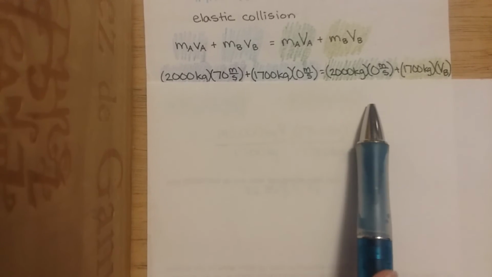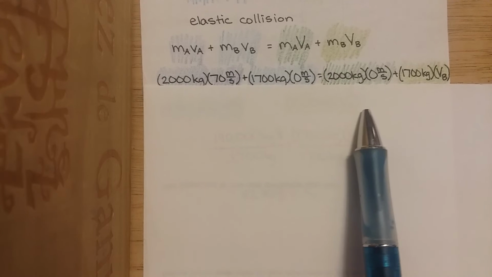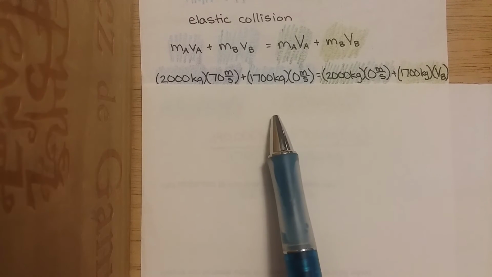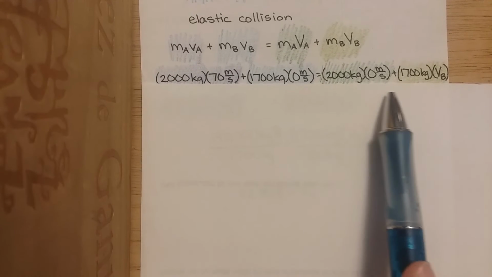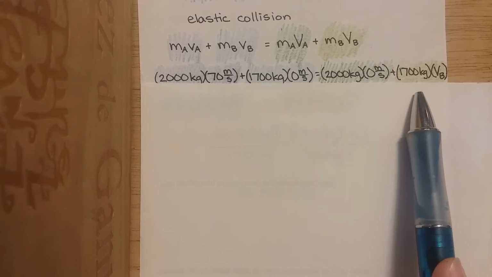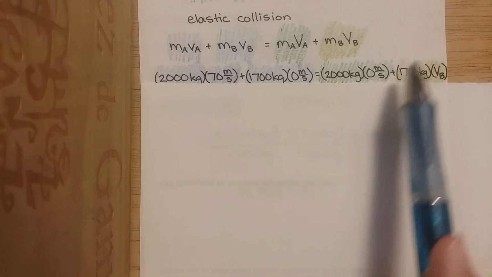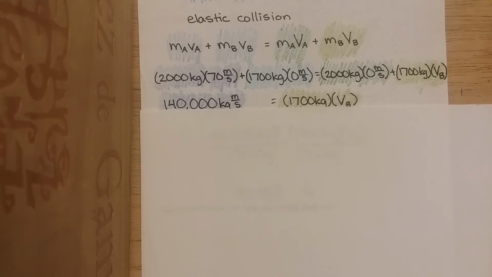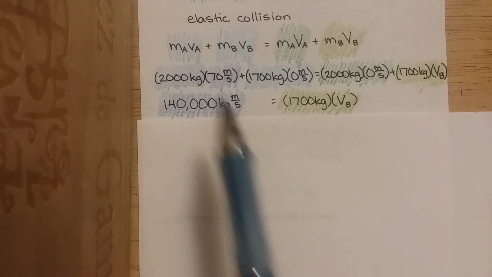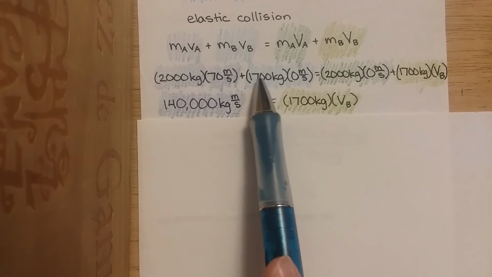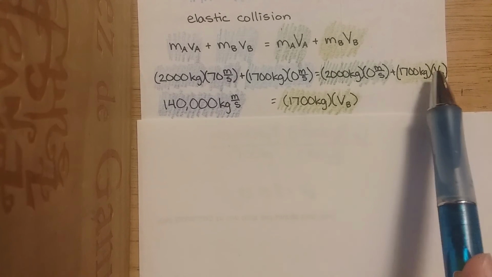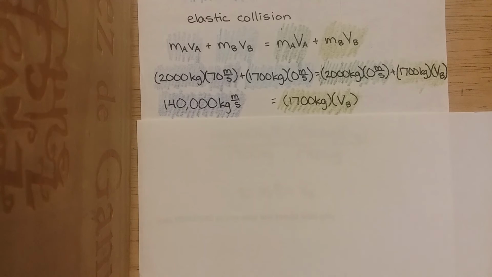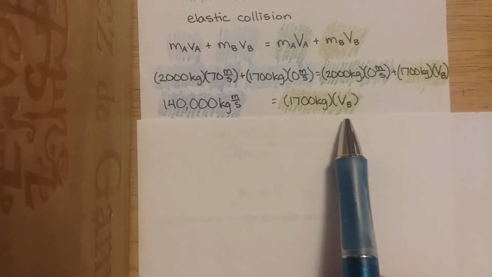It looks like a lot, but because we have a 0 here and a 0 here, we know that 0 times anything is just 0. And then 0 plus whatever this will be just this. 0 plus 1,700 kilograms times VB will just be 1,700 kilograms times VB. So you can see here, I multiplied these two and carried this down. This was just 0, so nothing else happened. This was just 0, so nothing else happened. I carried this down. So I need to get VB isolated.